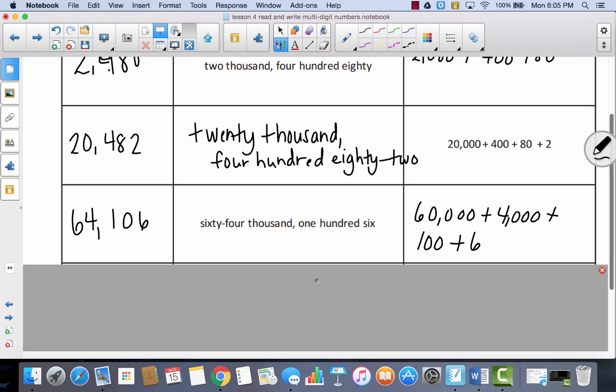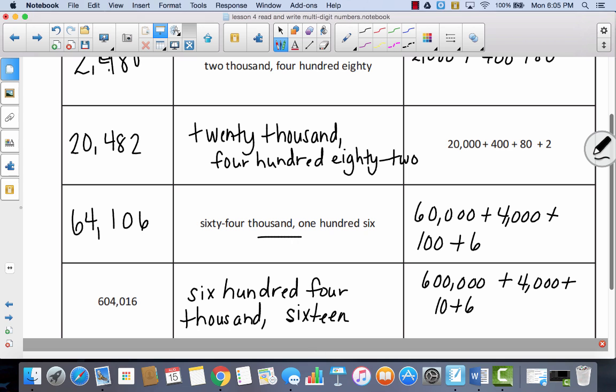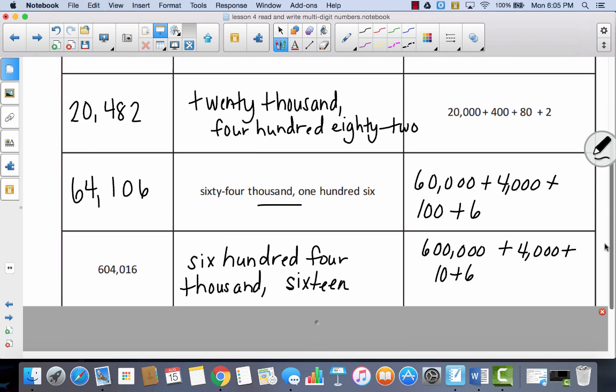Okay, so when I read this, I saw 64,000. So I wrote 64, and where I saw the word thousand, I had to put a comma because it was the end of the thousands. And then I wrote 106. And then I wrote the value of each digit. The 6 has a value of 6 10,000s or 60,000, then plus 4,000, plus 100, plus 6. And then lastly, I had 604,000.